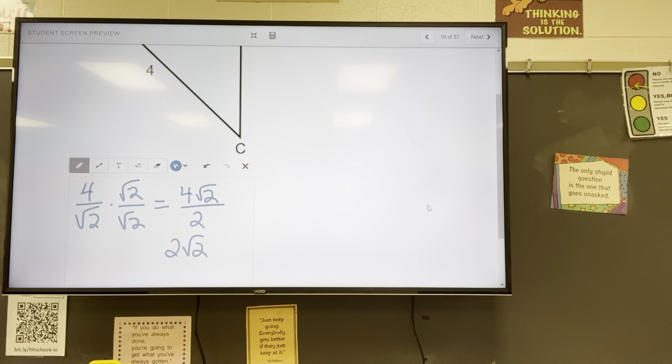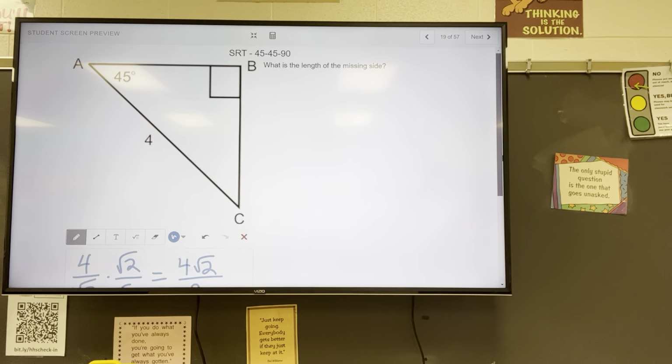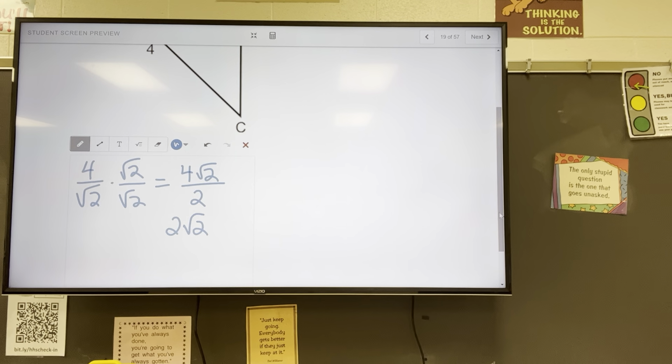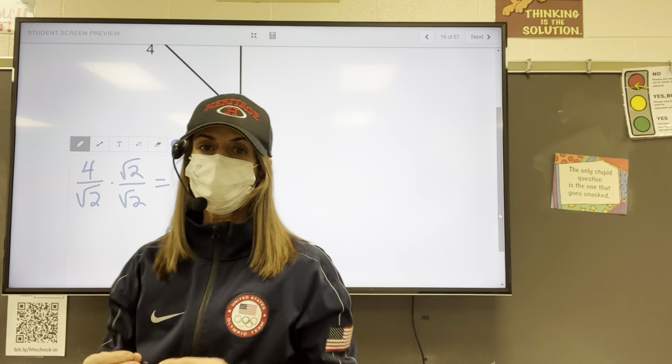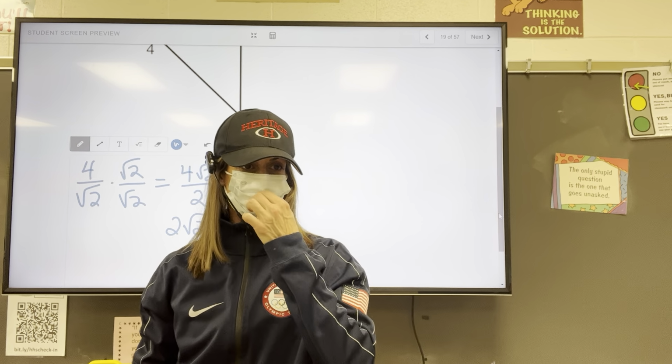And I don't think it's asking for a value of x or anything in this particular problem. It's not. What's the length of the missing side? It doesn't even say what the missing side is. Good times. So the length of both of those sides are 2 root 2. Good? How are we doing?